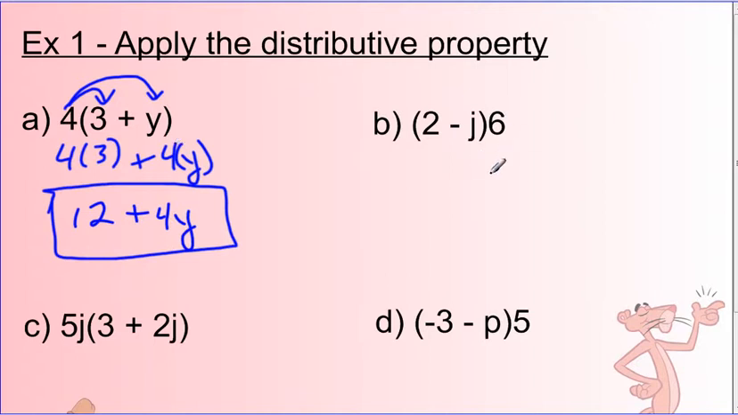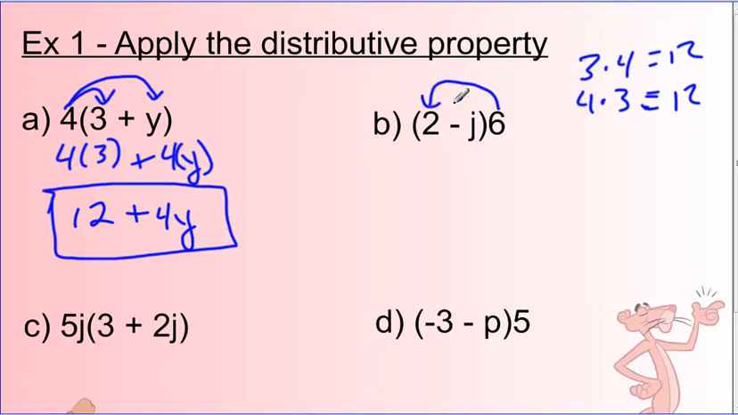Letter B. Now this time you see the 6 is on the back side after the parentheses. It makes no difference. Remember, if you have numbers like 3 times 4, that answer is 12. If you switch those numbers around and have 4 times 3, guess what? The answer is still 12. It makes no difference the numbers at the end or the beginning. You still take the outside number times all of the pieces inside, all of the terms on the inside. Everything separated by a plus or minus sign.